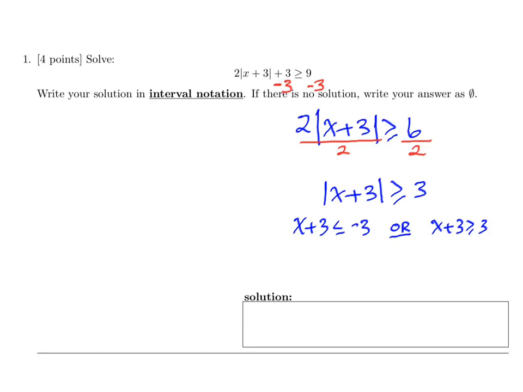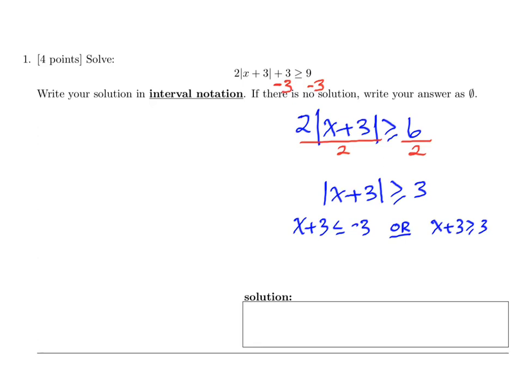Remember that the thing inside the absolute value symbol could be negative or it could be positive, so there are always 2 possibilities. We have the word or in between, and why do we have to have or? Think about it logically. A number can't be both less than or equal to negative 3 and greater than or equal to positive 3 at the same time. Only one of those 2 things can be true at one time, so we have to use the word or. Now we can solve these 2 inequalities separately.